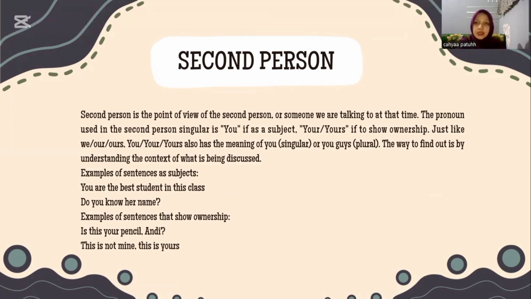Example of sentence as subject: You are the best student in the class. And do you know her name? Example of sentence to show ownership: Is this your pencil, Andy? This is not mine. This is yours.